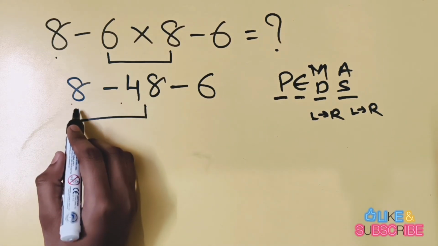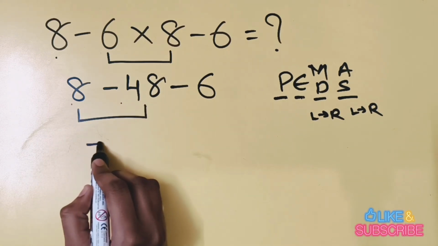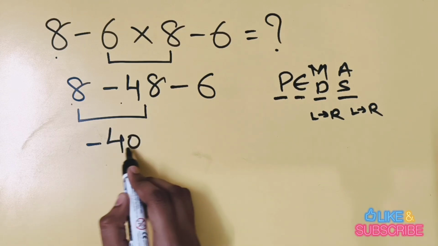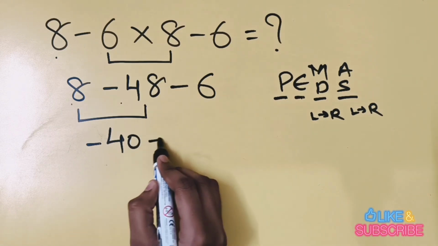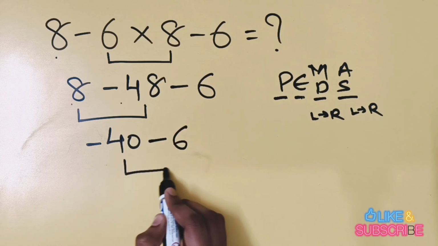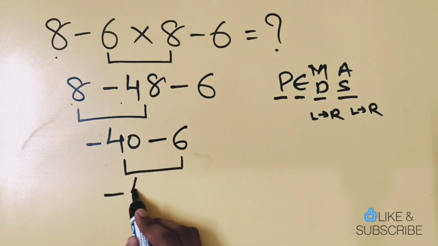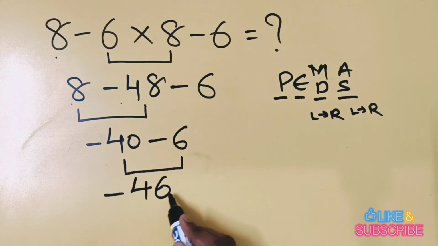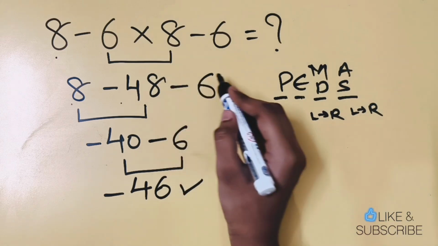So by subtracting 8 − 48 we get −40. Minus 40, again we have the minus 6. Now −40 and −6 we get −46. Minus 46 is the final answer for the given question.